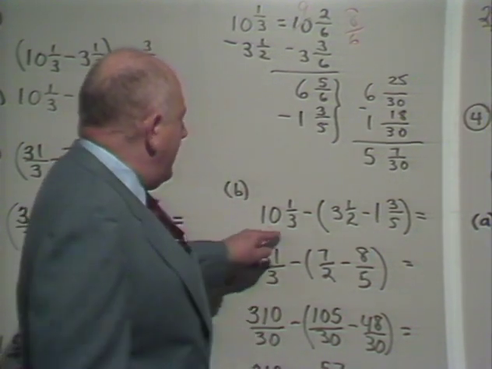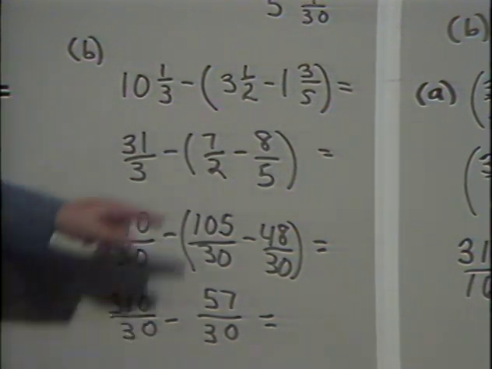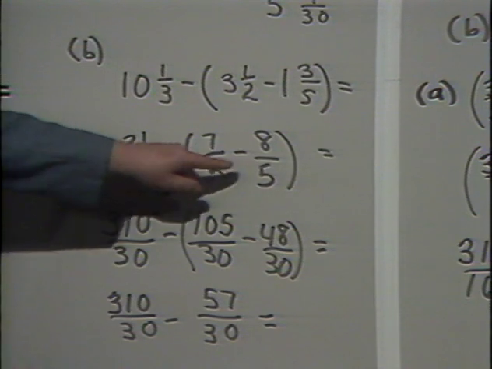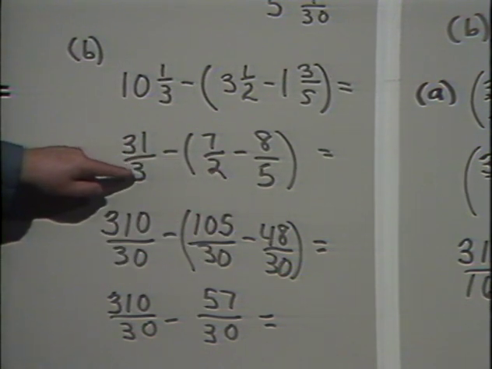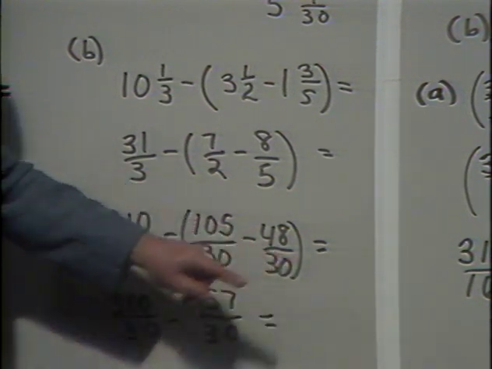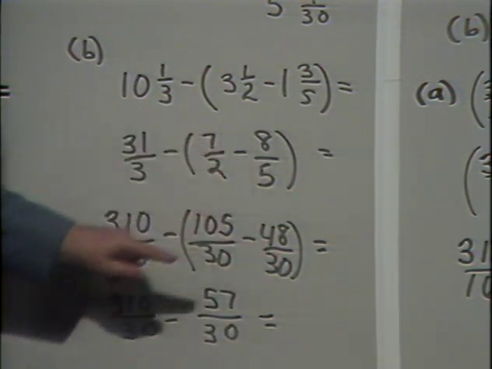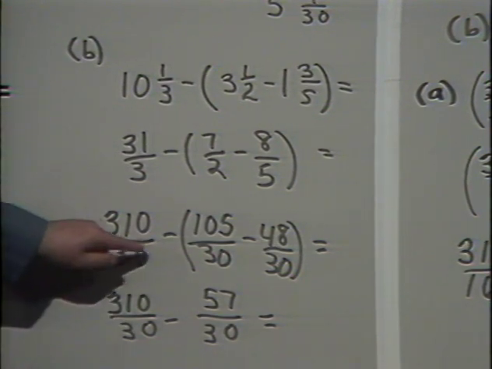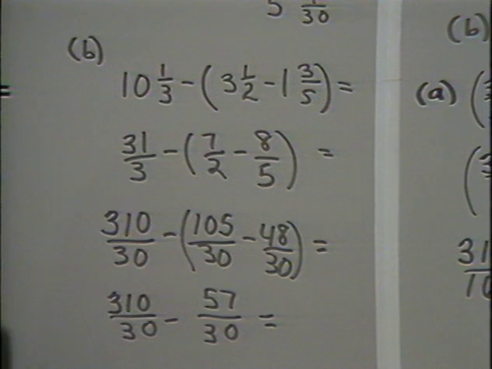Okay, part B is the same problem, only with a different grouping. See, so just to recopy what I've done, you see the denominators are 3, 2, and 5. So the common denominator is 30. I rewrite each of these using 30 as the common denominator. That should give me the same 3 numbers I had in part A, only with a different grouping.